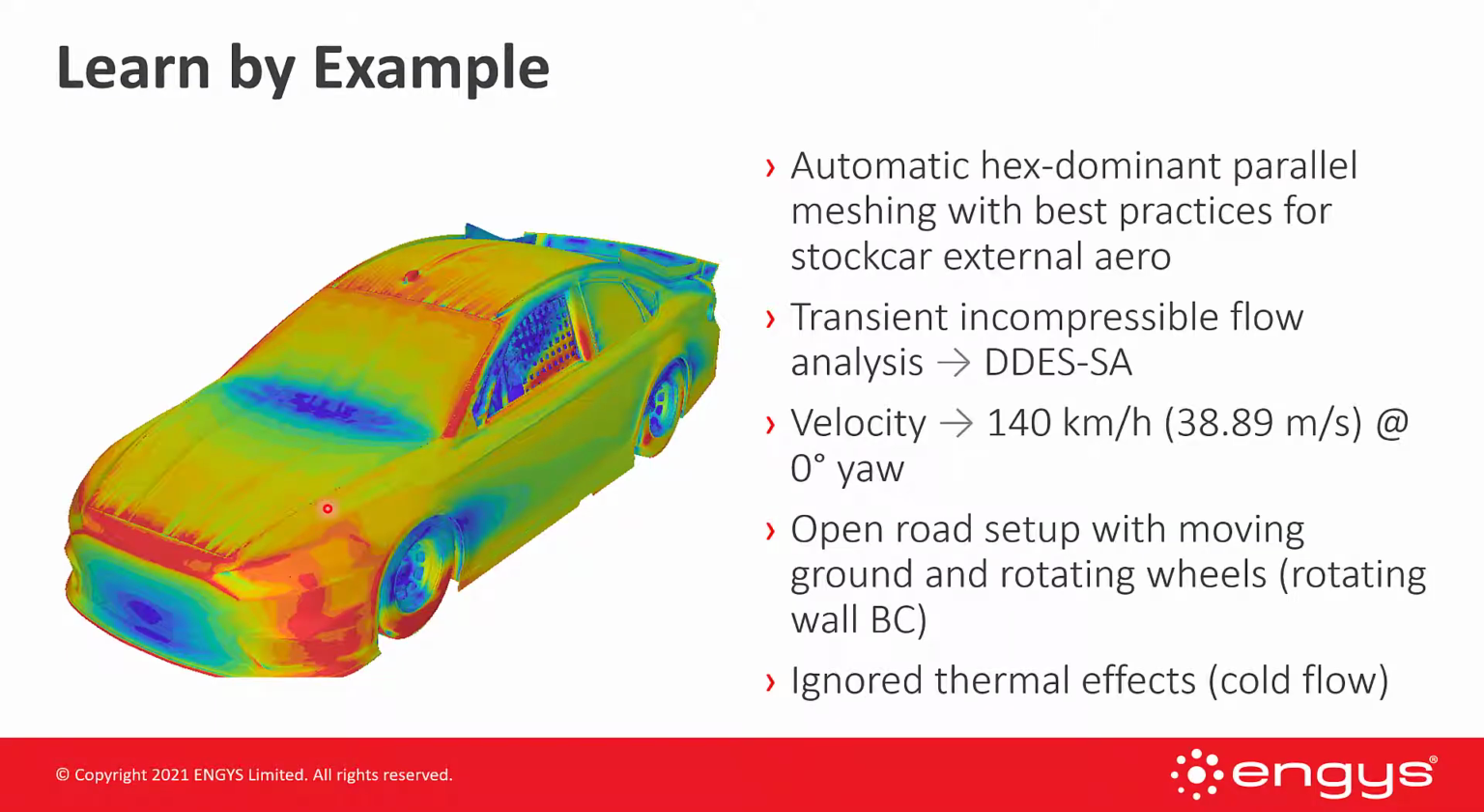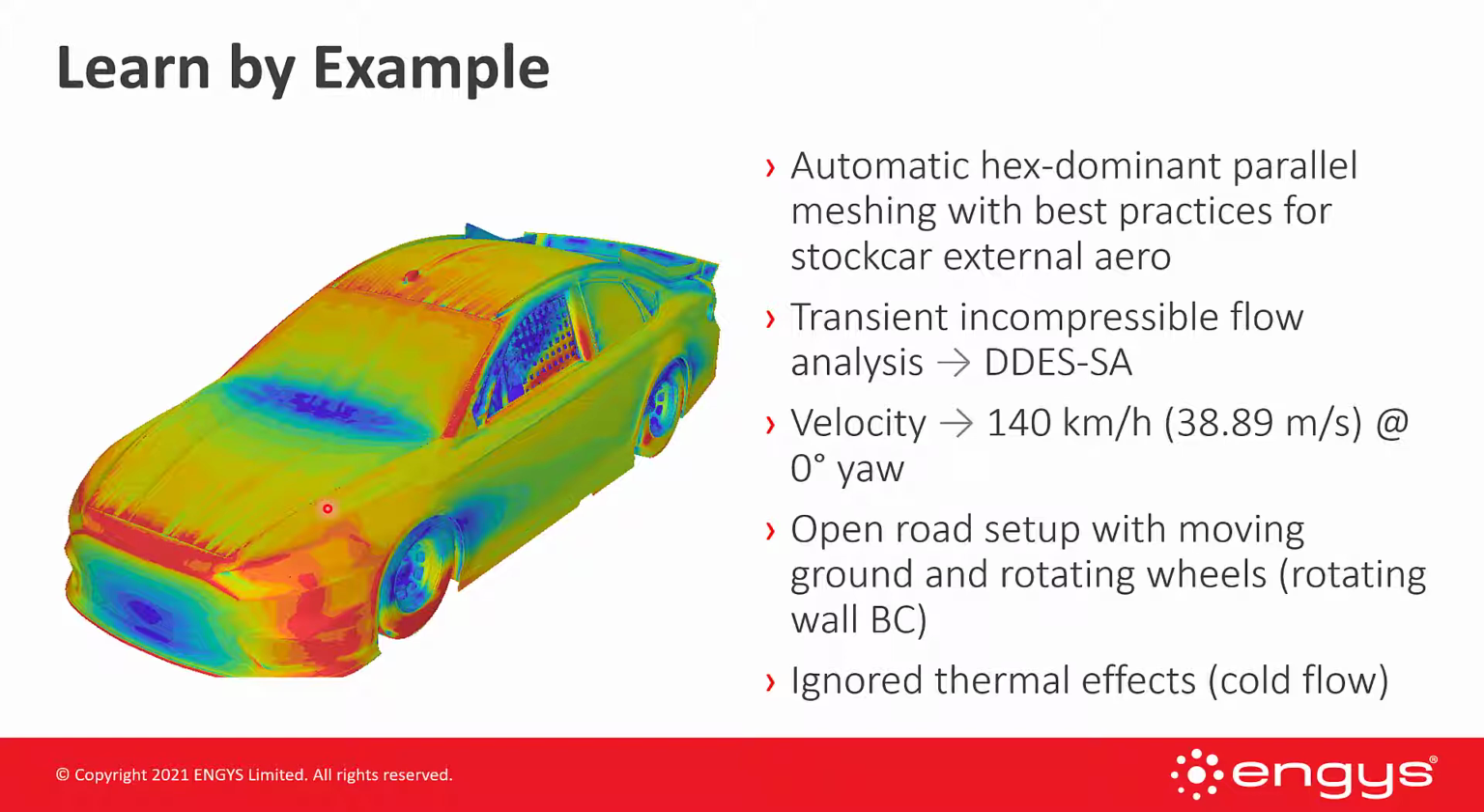In today's example, I'll be using a NASCAR geometry. We'll be using the automatic hex-dominant parallel meshing capability within Elements itself, with best practices for stock car external aero. In terms of turbulence, it'll be a transient incompressible flow analysis with delayed detached eddy simulation, specifically using the Spalart-Allmaras model. In terms of velocity, we'll be using a speed that's rather slow for NASCAR, but standard for OEMs, 38.89 meters per second at 0 degrees yaw.